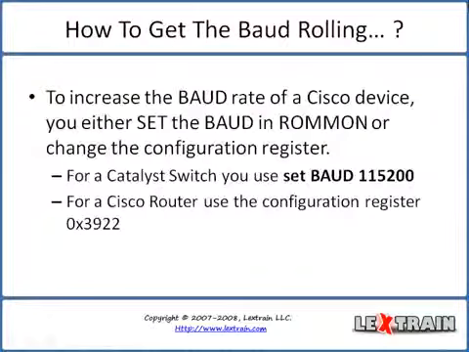So how do you get the baud rolling? That is the best ever title for a slide. To increase the baud rate of a Cisco device, for a Catalyst Series switch, you would use the set baud variable under ROM monitor mode. Or for a Cisco router, you would change the configuration register to 3922, which increases the console baud rate to 115,200 bits per second. So let's go ahead and see the demonstration.